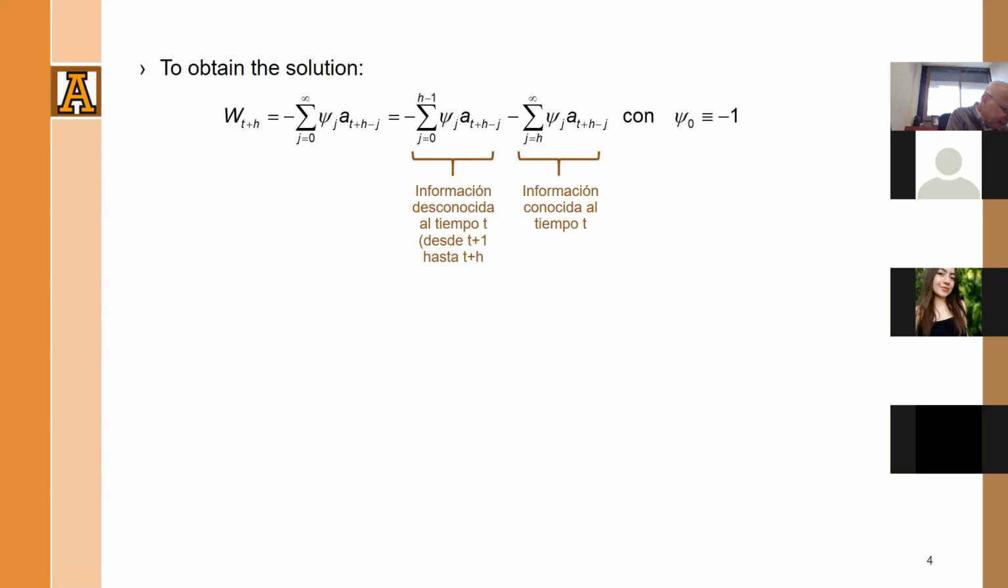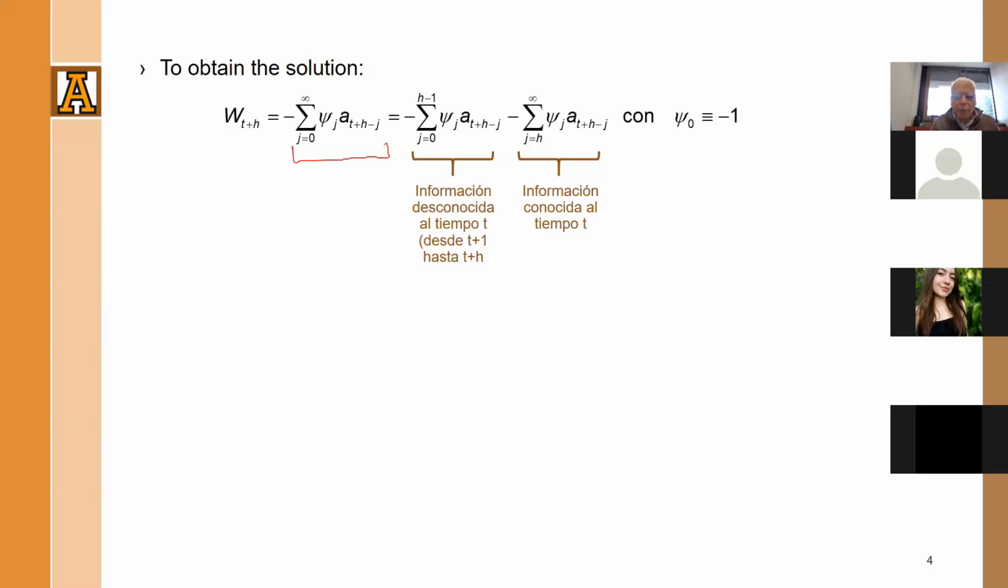We're splitting the sum into two terms. The part that we don't know because we're standing at time t, so we don't know what happens at time t+1, t+2, and so on. And another component that has the information that we know up to time t.